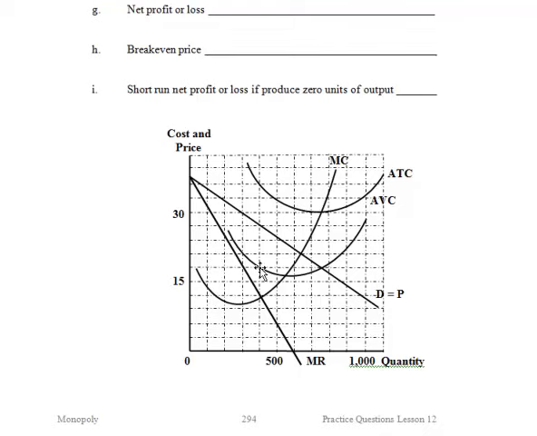Okay, so hopefully these two videos will help you feel more comfortable with the graphical analysis that you have with the 4 market models: perfect competition, monopoly, monopolistic competition, and oligopoly.